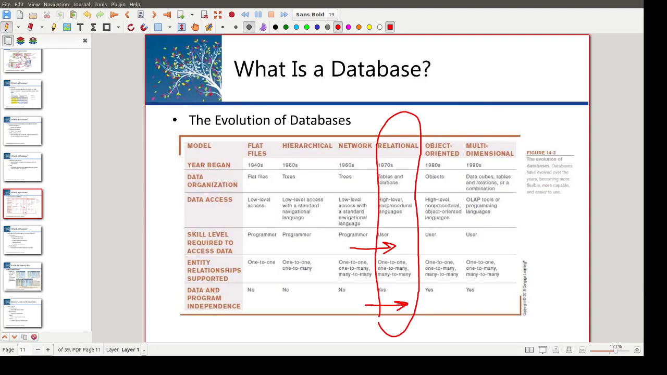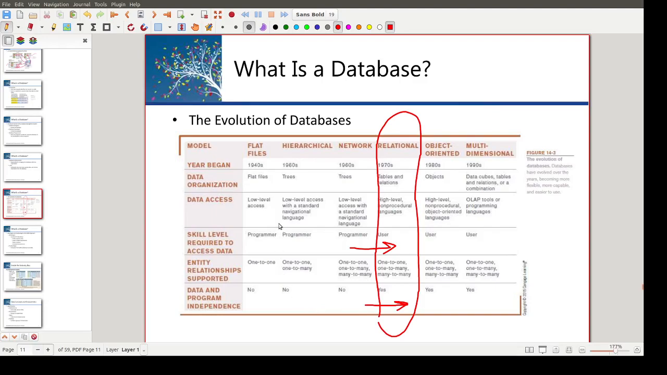The data and program independence was introduced in the relational database in the 1970s, and it is commonly used these days. The data and the program are independent. So the one who writes the programs might not be the same people who may retrieve the data, for example, or request queries and so on.